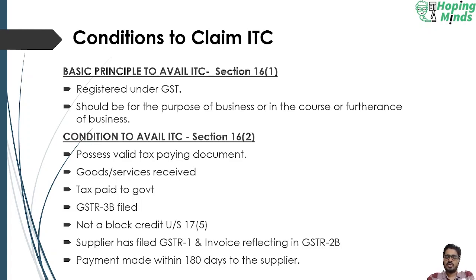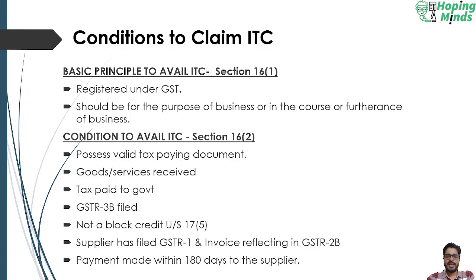Section 16 subsection 2 deals with the conditions to avail input tax credit. So what are the conditions? Possesses valid tax paying document, then goods or services must have been received, then taxes must have been paid to the government, then GSTR 3B must have been filed. It should not be a blocked credit as per section 17 subsection 5. Then the supplier has filed GSTR 1 and the invoice is reflecting in GSTR 2B of the buyer, and the payment has been made within 180 days to the supplier. So let us discuss each.